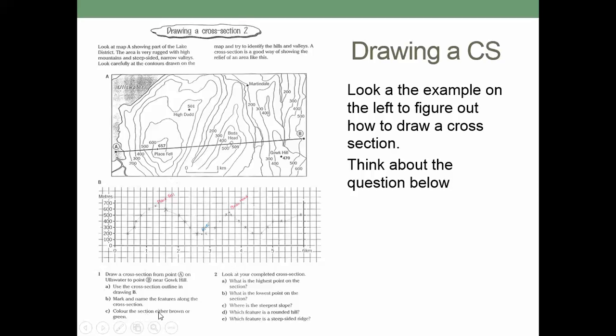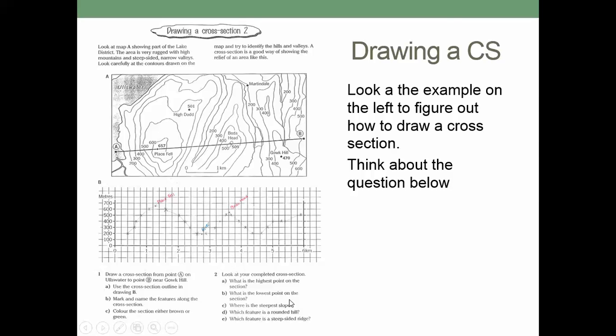They might ask you to shade a certain area using a key that they've given you, but this is the most likely thing which they're going to ask you to do. What is the highest point? Well, the highest point, you just find that and then trace it across. It's just like reading a graph. Again, same for the lowest point.